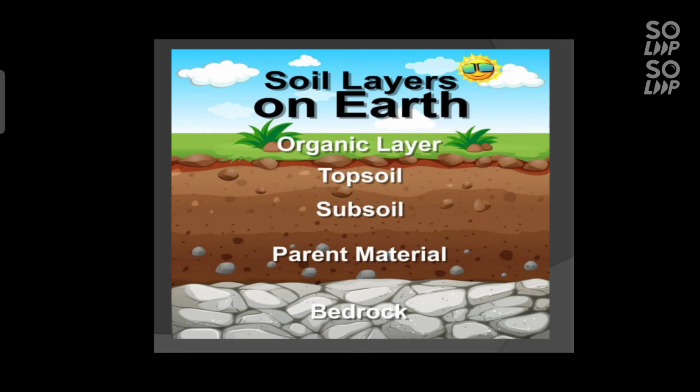There are layers on the earth. Do you know we are living on the topmost layer of the earth? It is called the organic layer. On the topmost layer is organic, then the second layer is called topsoil. The third layer is called subsoil. Then parent material and then bedrocks.